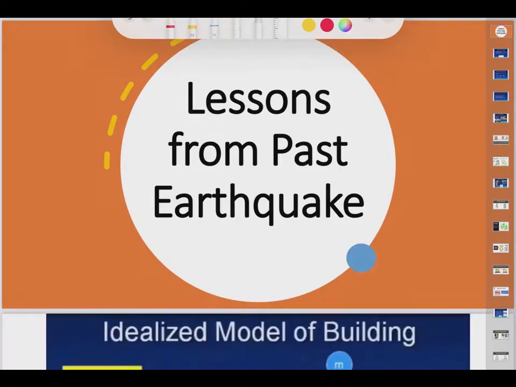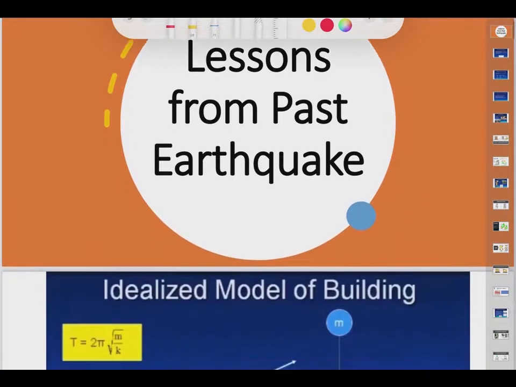Hello and welcome everyone. So now we will be discussing a few lessons that we have learned from past earthquakes in history, and those lessons are now being incorporated in the design of earthquake resistant buildings. These lessons impart ductility into the structure so that they can perform adequately.